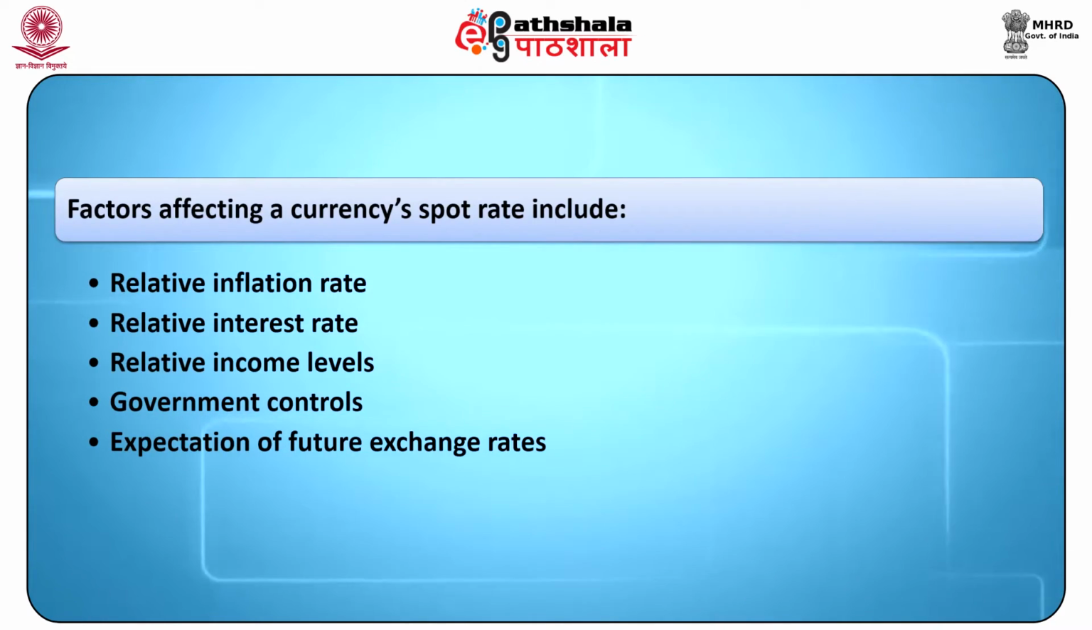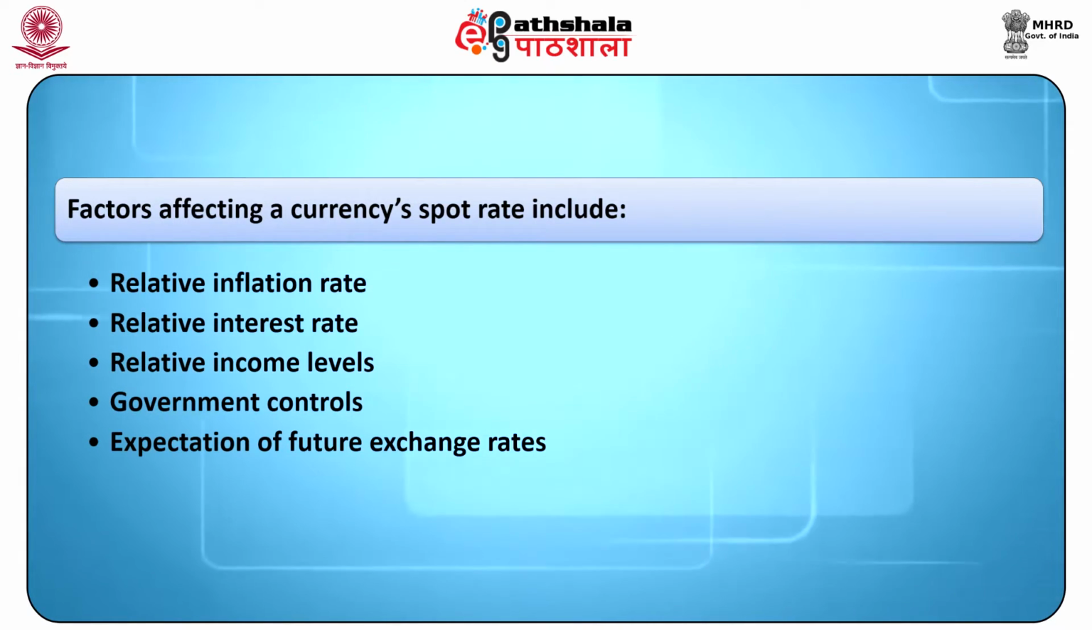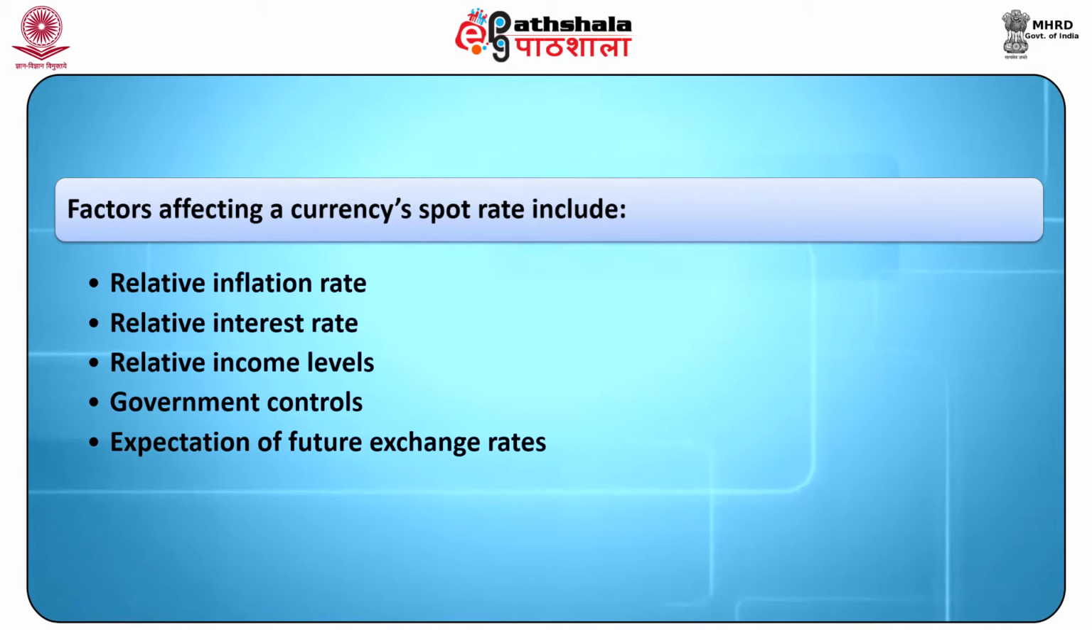Indirect intervention. The central bank of a country can also affect its currency value indirectly by influencing the factors that determine it. Factors affecting a currency spot rate include relative inflation rate, relative interest rate, relative income levels, government controls, and expectation of future exchange rate. Thus, the central bank can influence these variables, which in turn would affect the exchange rate.